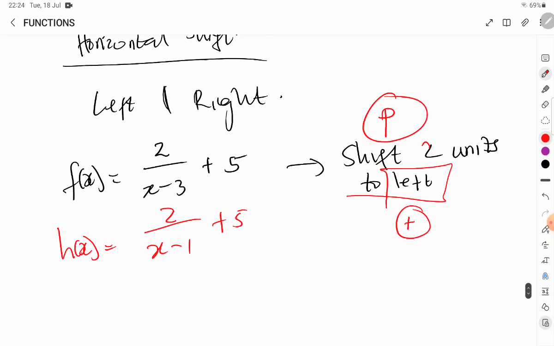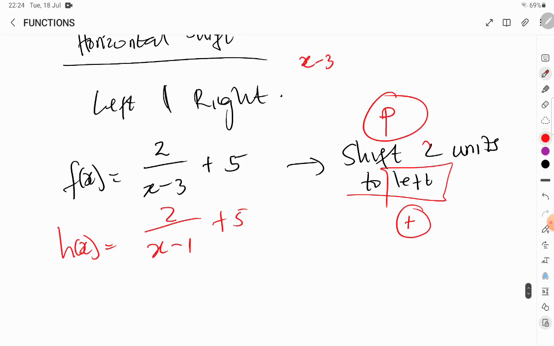Let's quickly check our asymptotes. So x minus 3 for the initial graph equals 0. So that means x is just 3. The other one, x minus 1 is equal to 0. So x is just 1.